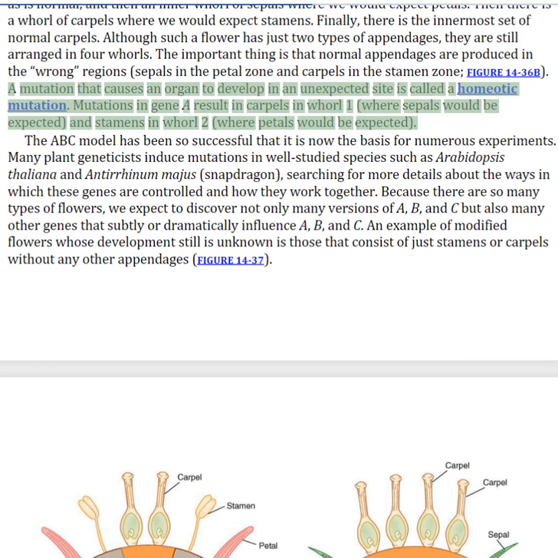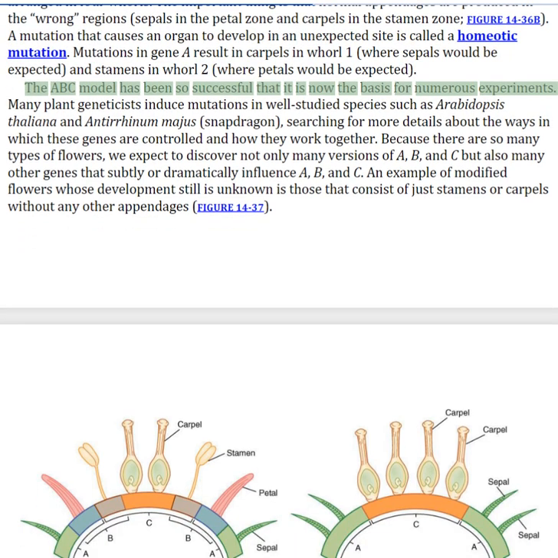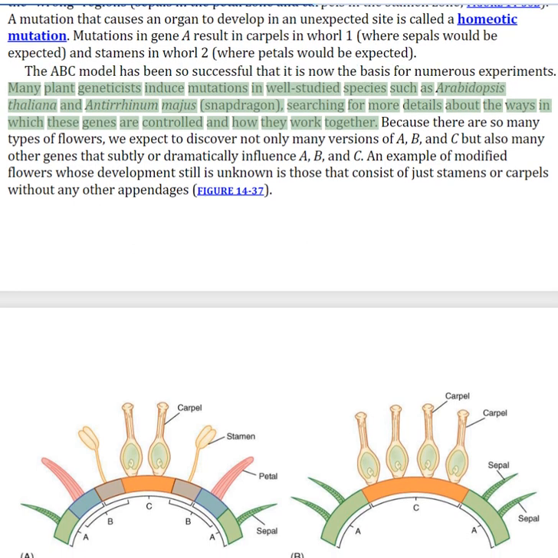A mutation that causes an organ to develop in an unexpected site is called a homeotic mutation. Mutations in gene A result in carpels in whorl 1 and stamens in whorl 2. The ABC model has been so successful that it is now the basis for numerous experiments. Many plant geneticists induce mutations in well-studied species such as Arabidopsis thaliana and Antirrhinum majus, searching for more details about the ways in which these genes are controlled and how they work together.